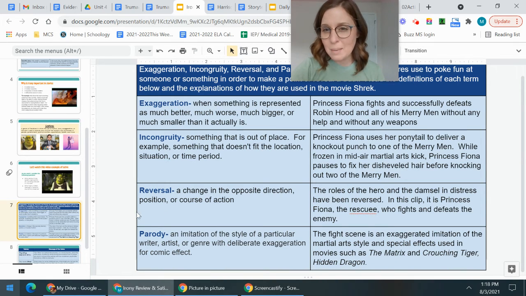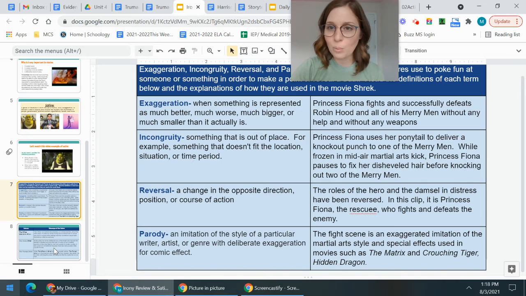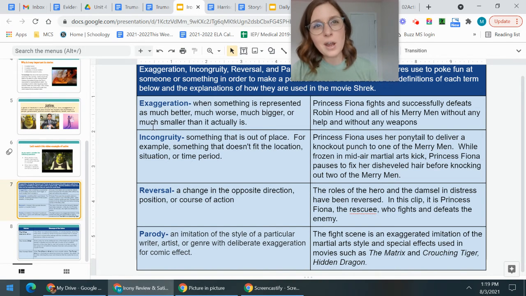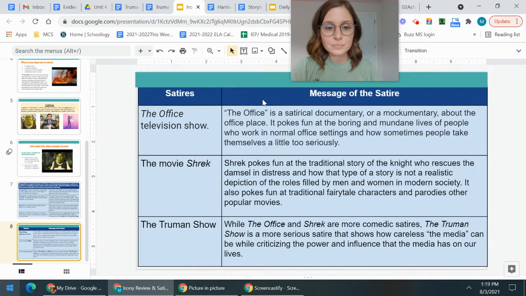So this is not a very deep satire, but it does poke fun at typical fairy tale portrayals of women and how they need help, and typical fairy tale portrayals of the hero and what the typical hero would look like, even what the typical villain would look like. And it pokes fun at that and criticizes that in a humorous way. Now, many satires are dark. They're not all comedic. But Shrek happens to be a funny satire. Just like The Office, the television show, if you're familiar with that, makes fun of and exaggerates what office culture might look like in many companies.